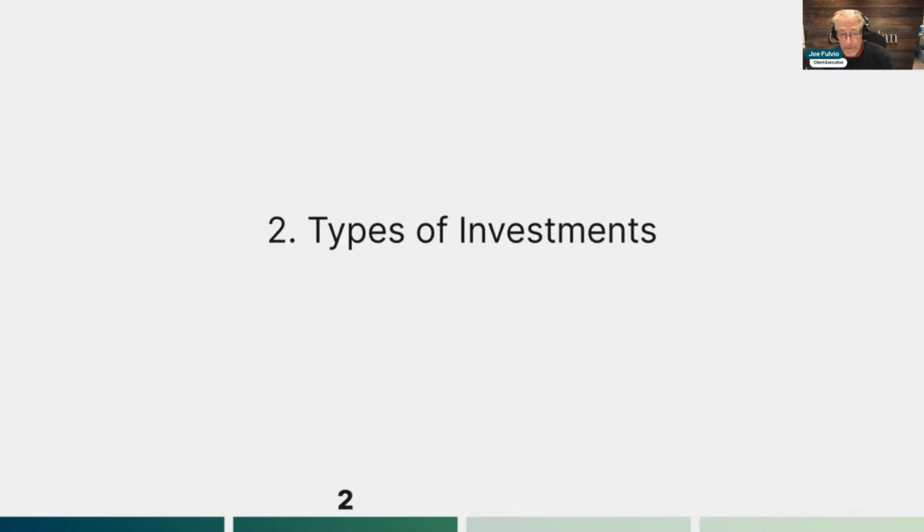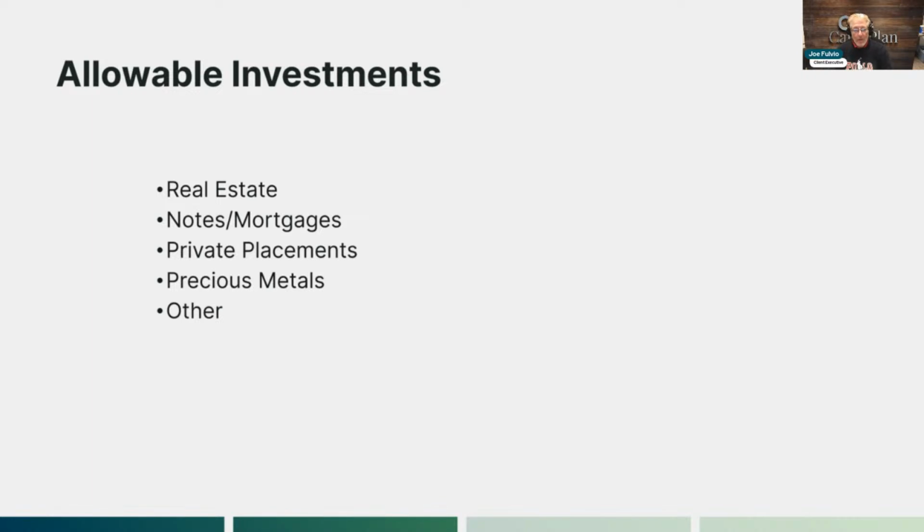All right, let's talk about what you can invest in. The actual list of investments that you can get involved with is far greater than the ones that you're not allowed to. But let's talk about a few of them. The ones that we see the most are real estate, private lending, which is notes and mortgages, private placements, which are investments in small businesses and other forms of enterprise, including real estate, and precious metals. That would be direct ownership of gold, silver, platinum, palladium.